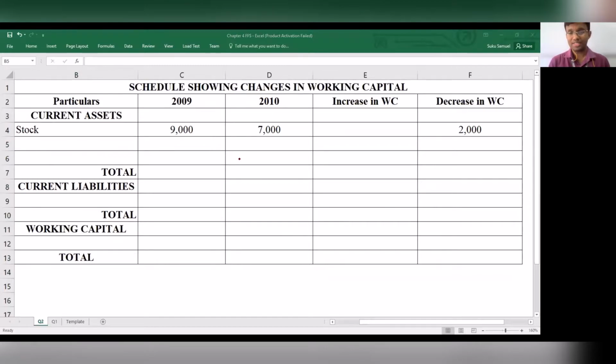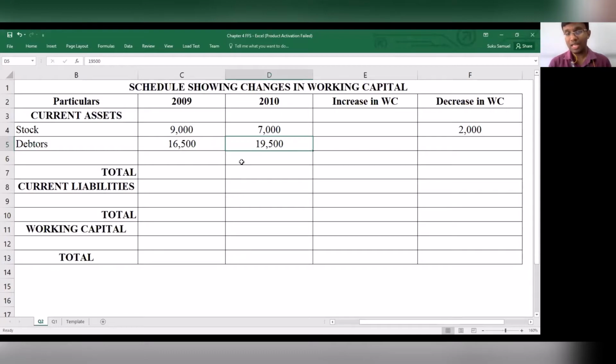Now let's look at the next item. The next item that we have is debtors. First year's debtors value is 16,500. Second year's value is 19,500. So here, first year 2009, it's 16,500. 2010, it's 19,500. What impact does it have? Here, it has increased.